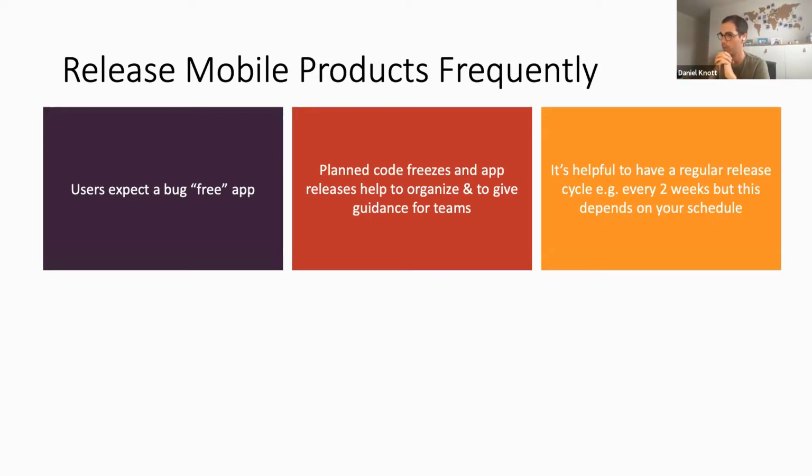It's helpful to have a regular release cycle, for example, every 2 weeks. But this depends on your product, on your release schedule, and on your own product development. What we are doing at the moment is releasing a product to our customers every 2 weeks. And maybe sometimes in between once more, in case there are critical hotfixes that need to be applied, then of course we do an ad hoc release to the customers. But usually we stick to the 2 weeks release cycle.